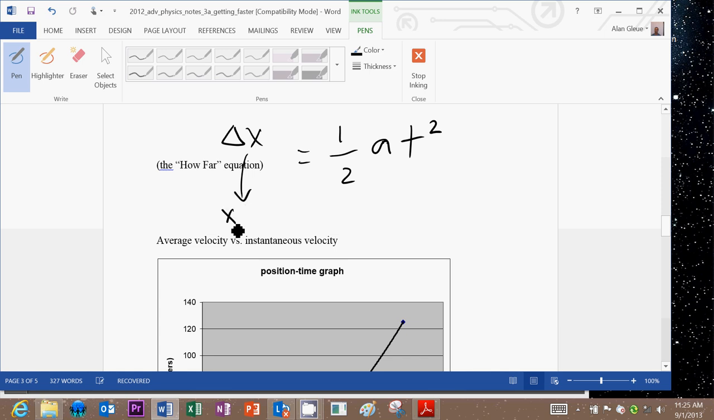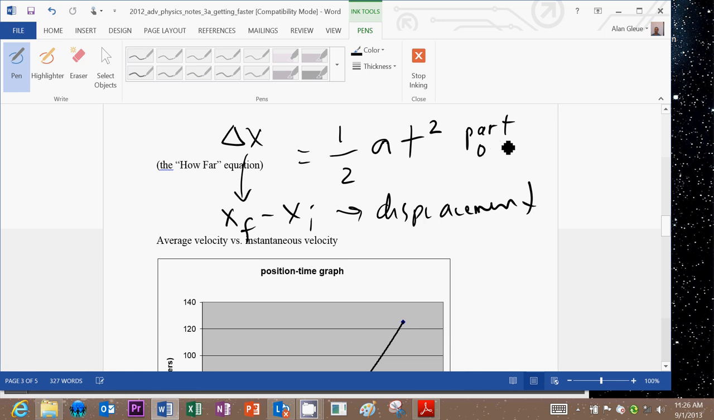Delta x is xf minus xi. That's called our displacement. Now I've got to tell you that this is just part of the formula. On page 4, I'm going to complete this formula because there's really a term that we haven't added in yet. So this is really just part of this how far equation. We're going to complete it here a little bit later.